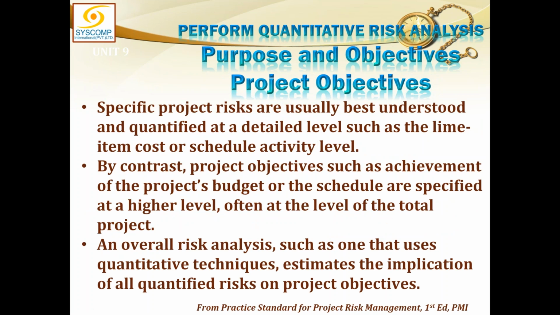Specific project risks are usually best understood and quantified at a detailed level, such as the line item cost or schedule activity list. By contrast, project objectives such as achievement of the project's budget or the schedule are specified at a higher level, often at the level of total project. An overall risk analysis, such as one that uses quantitative techniques, estimates the implication of all quantified risks on project objectives. So all the risks which have been shortlisted must be considered for that.